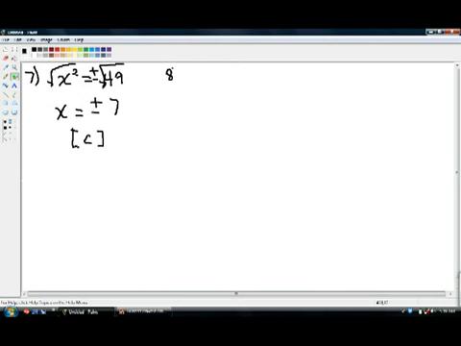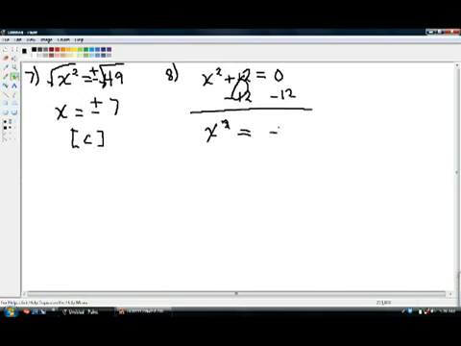And then number 8, x squared plus 12 equals 0. Subtract a 12 from both sides. This goes to 0. I have x squared equals negative 12. Take the square root of both sides.